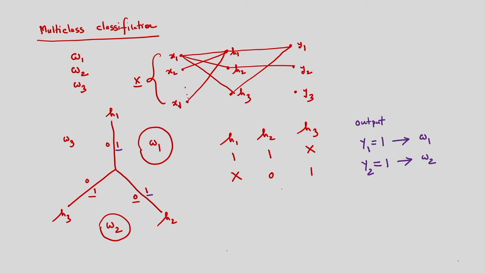And finally, if I consider H1 is 0, H2 is don't care, and H3 is also 0, that means we are considering this one, 0, 0, and that corresponds to the class omega 3. In this case, the output Y3 should be equal to 1. So you can see the importance of the hidden neurons. We are considering H1, H2 and H3, and based on these values, I can get the outputs Y1, Y2 and Y3. From this explanation, you can understand the importance of the hidden layer. This problem is the multi-class classification problem, and we are considering three classes, omega 1, omega 2 and omega 3.